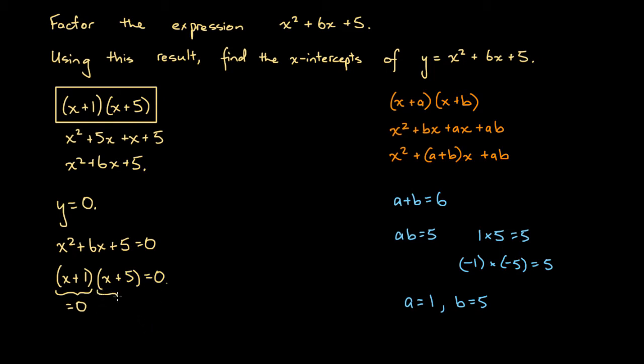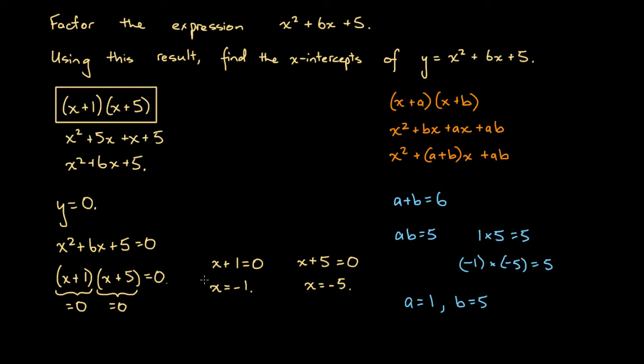Also, if this part were equal to 0, then even if this were not equal to 0, 0 times anything is 0. So again, if this x plus 5 were equal to 0, then this whole expression would equal 0. In other words, the solutions to this equation occur when x plus 1 equals 0, or when x plus 5 equals 0. We can simplify this out. If we subtract 1 from both sides here, we get x equals negative 1. Or if we subtract 5 from both sides here, we get x equals negative 5.